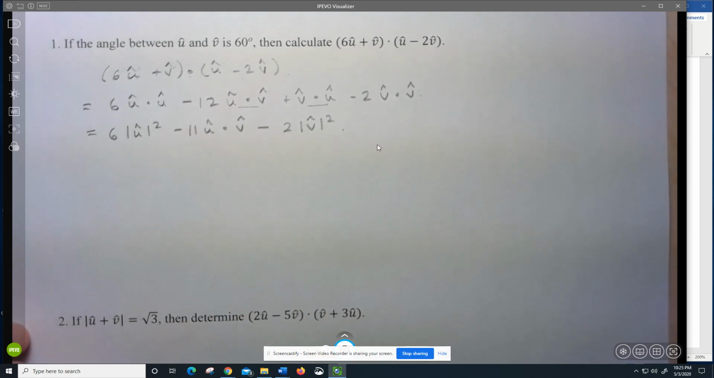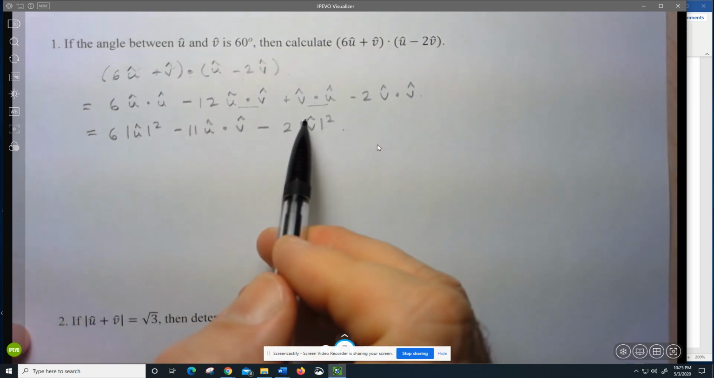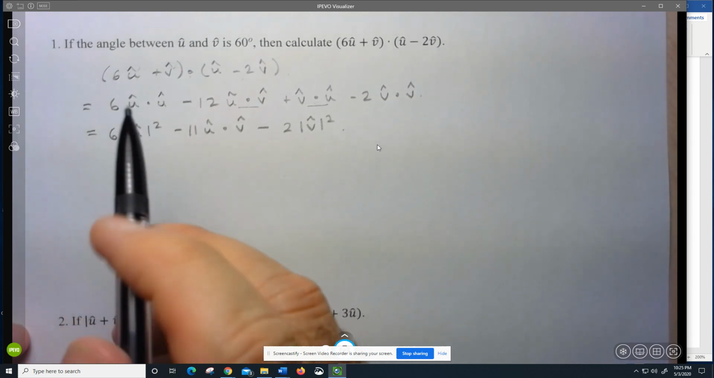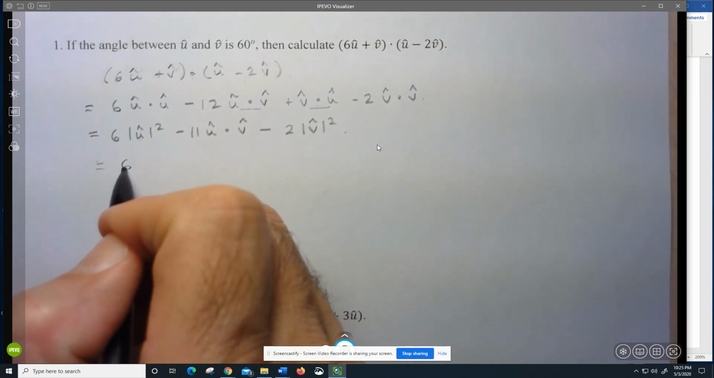Okay, so let's keep going. Remember we said, what does the hat represent? The hat represents unit vectors. So the magnitude of u is just 1. So 1 squared is 1. So here I have 6.